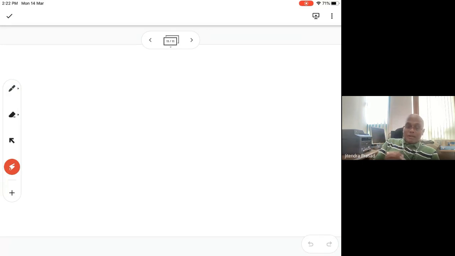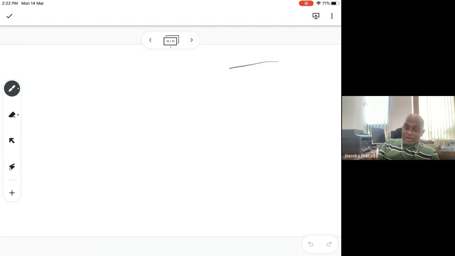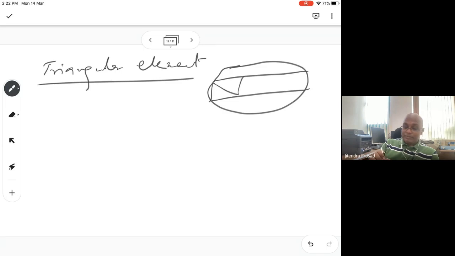Okay. Now we will look at a domain like this one, which you can fill with what is known as the triangular element. That means you can have elements like this. You can make elements like this, right?